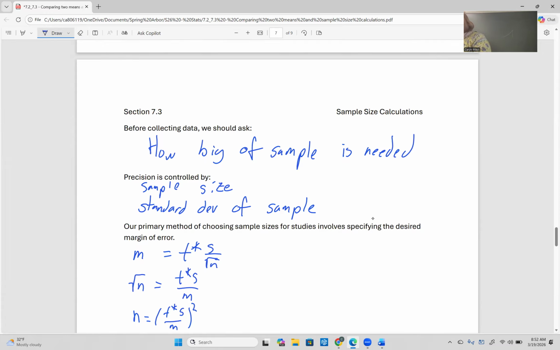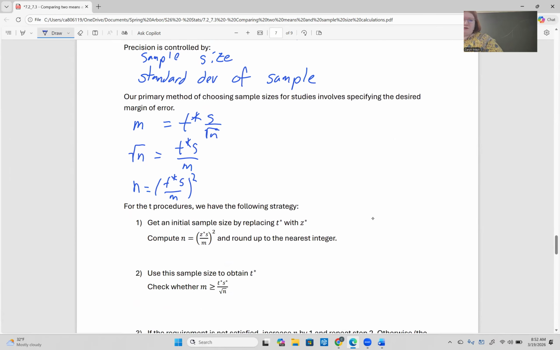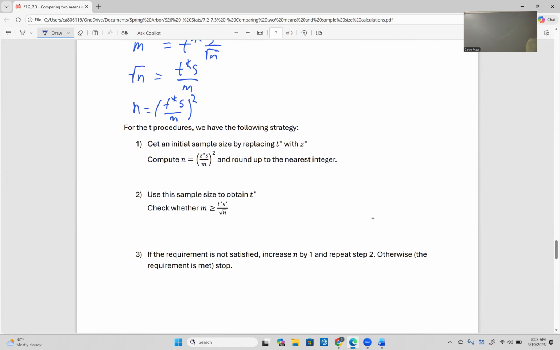And so there's ultimately a strategy for the T procedures. We get an initial sample size by using Z star instead of T star. We round up and then we check it with T star: M greater than T star S over square root N. We check it, make sure that margin of error is appropriate. If that requirement is not appropriate, we increase by 1 and repeat. Otherwise, we stop.